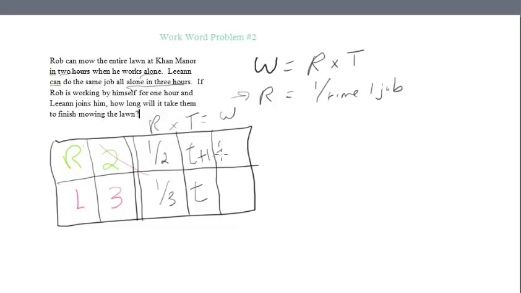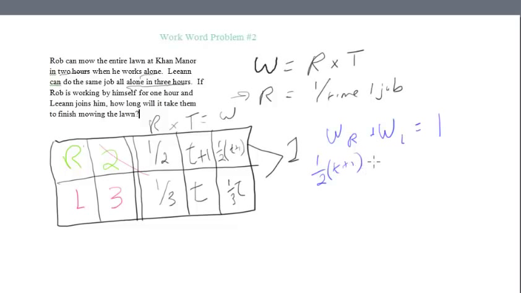So that's the time, and then rate times time equals work. So I have 1/2 times t plus 1, rate times time for Rob, and we have 1/3 times t, which is rate times time for Leanne. That's how it works. And again, they're doing the whole job, so together it's going to add up to 1. So our equation is going to be work for Rob plus the work for Leanne equals 1 job. And the work for Rob is 1/2 times t plus 1, and Leanne is 1/3 times t.